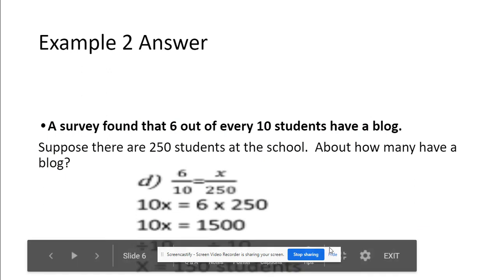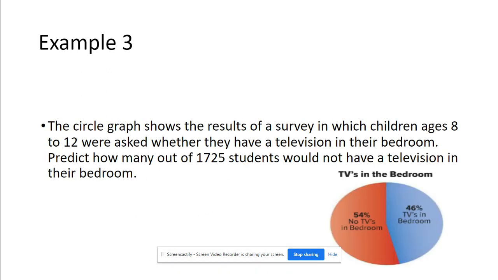So the remaining part, which is 100 students, do not have a blog, but most students in this scenario, in this example, have a blog. So 150 students is our answer for that.